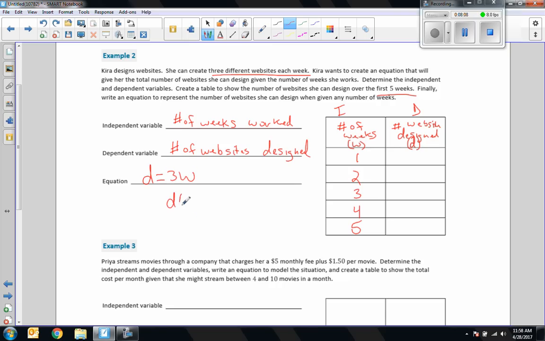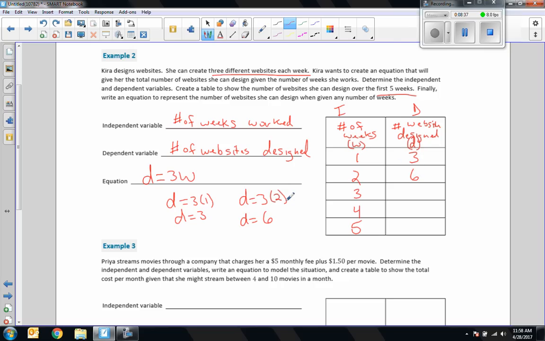So if she works for 1 week, then we plug in 1 for W, or substitute. So D equals 3 times 1, so D equals 3. So if she works 1 week, 3 websites will be created. If she works 2 weeks, W now becomes 2, and when W is 2, D is 3 times 2, or 6. So on and so on.